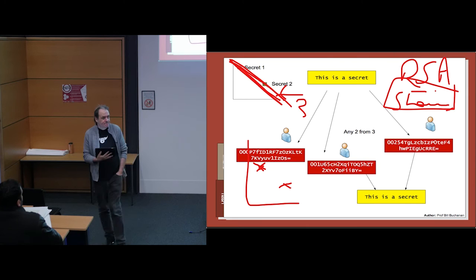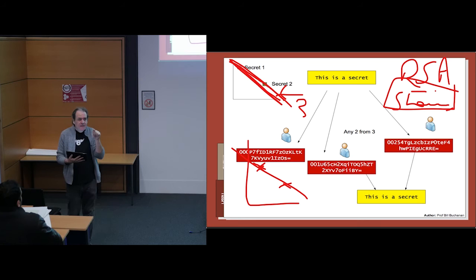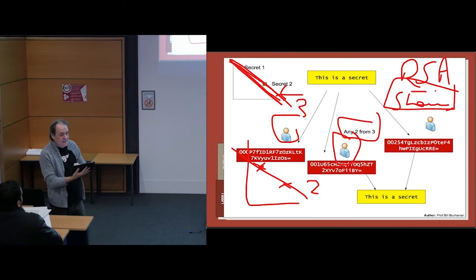Without the 2 points, you can't draw the straight line there. So then they said, let's say we've got 3 people together, and let's say we want any 2 from 3. So any 2 from 3 is that we could have 3 points, and is it possible for any 2 people to come together and draw the straight line?